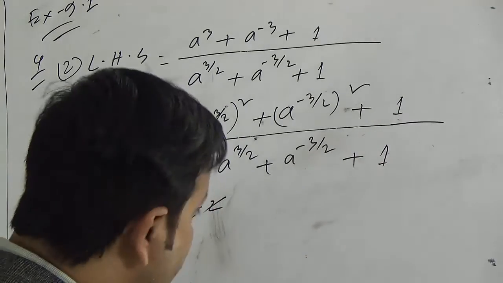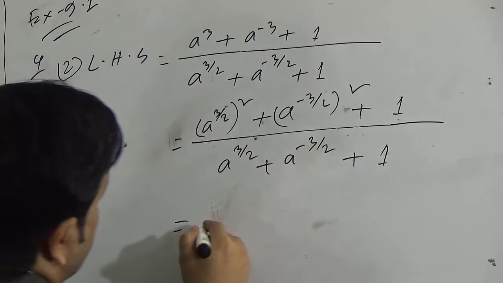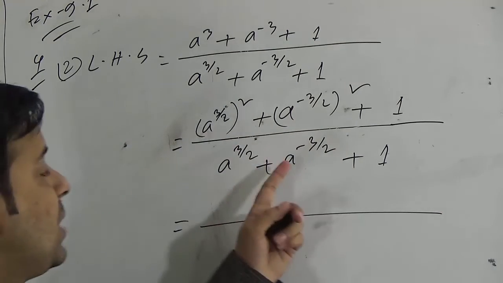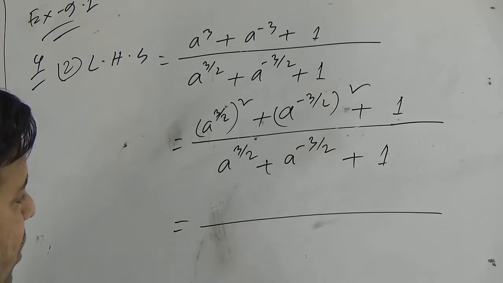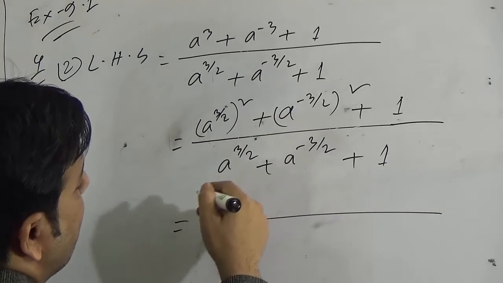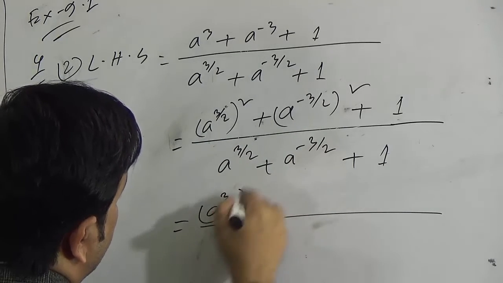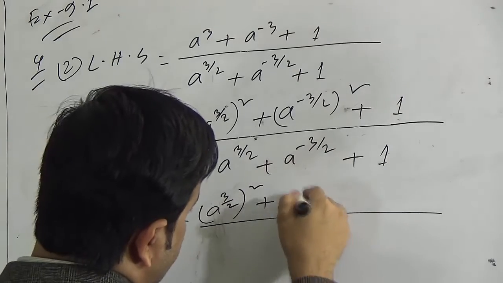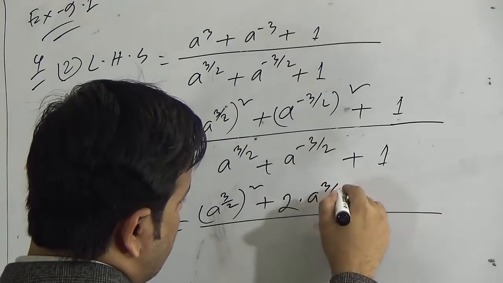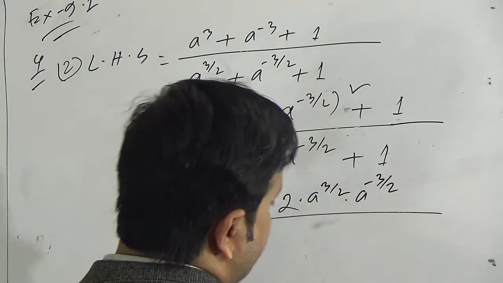Now you can try to apply the formula in the numerator. Which formula you can try to apply? Here is written a square plus b square. We can try to apply here the formula a plus b whole square. So we can write here a to the power 3 by 2 whole square plus, to apply the formula we need 2ab. A means a to the power 3 by 2. Consider a to the power 3 by 2 as a. Consider a to the power minus 3 by 2 as b.